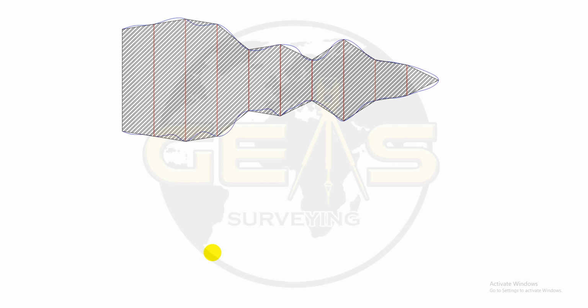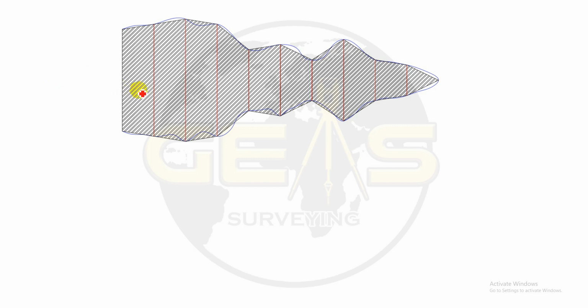The trapezoidal rule does not give as accurate a value as Simpson's rule when the underlying function is smooth. We have another video on Simpson's 1/3 rule for area calculation.